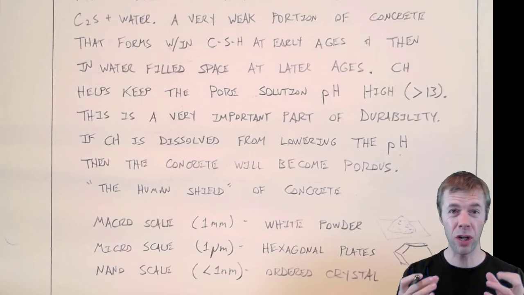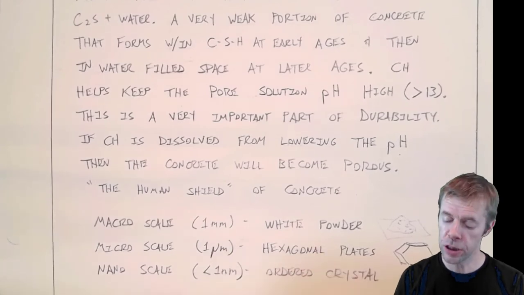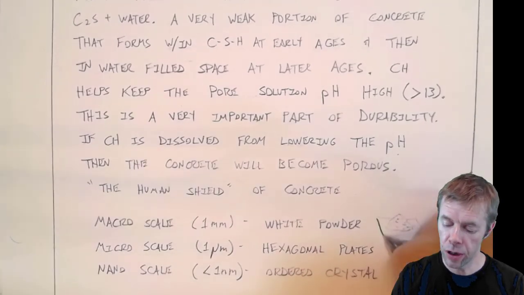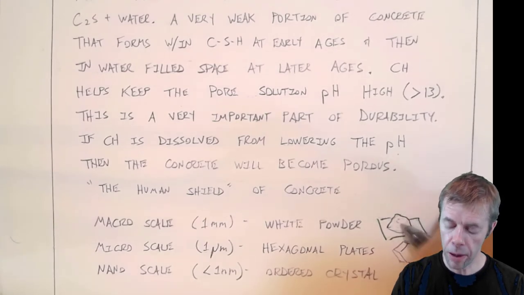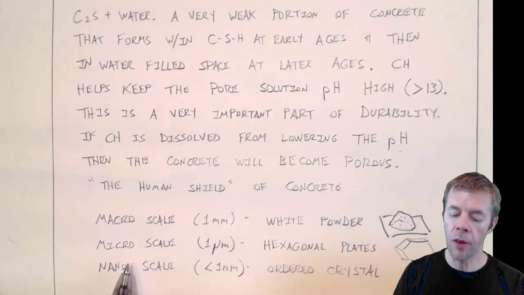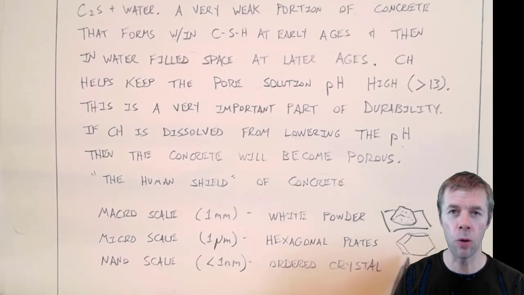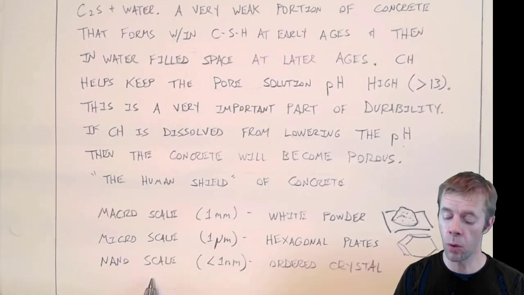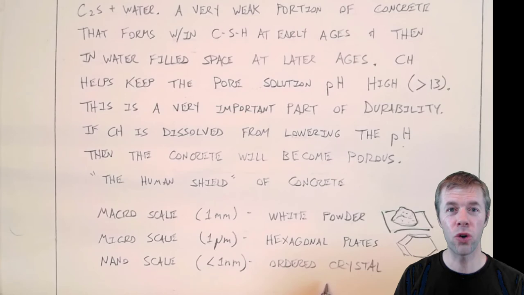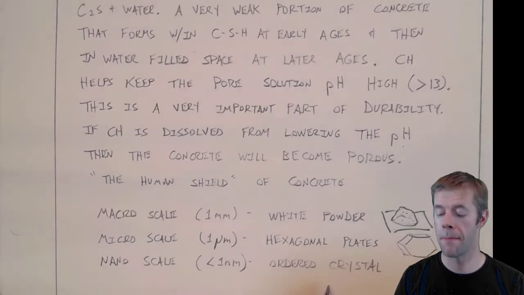If you look at calcium hydroxide on a large scale, it looks like a bunch of white powder. This is just supposed to be a little sheet here with a big pile of white powder on top of it, right? White powder, okay? But on the micro scale, if I could zoom in, it would look like a bunch of hexagonal plates. Then on the nano scale, zoom in even more, it would look like an ordered crystal. You can pick it up with X-ray diffraction, and that's a great way to measure calcium hydroxide.